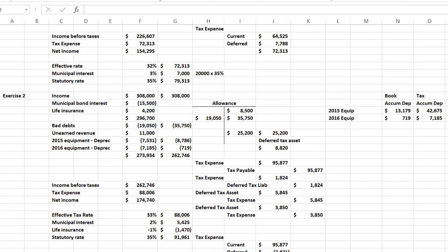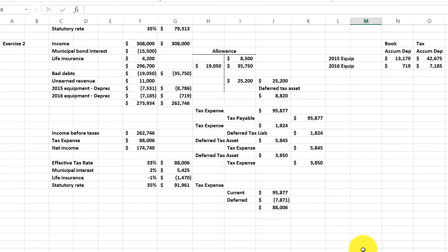the unearned revenue, 11,000 multiplied by the tax rate. Obviously that's the cumulative difference, and there's no existing tax asset for that, so we don't have to compare it to last year at all. We just make the journal entry for the whole amount. So tax expense, the current is 95 from up here in this journal entry. The deferred is the sum. In this case, you actually have two credits and a debit. So you actually have a credit to deferred tax expense, so that's subtracted.